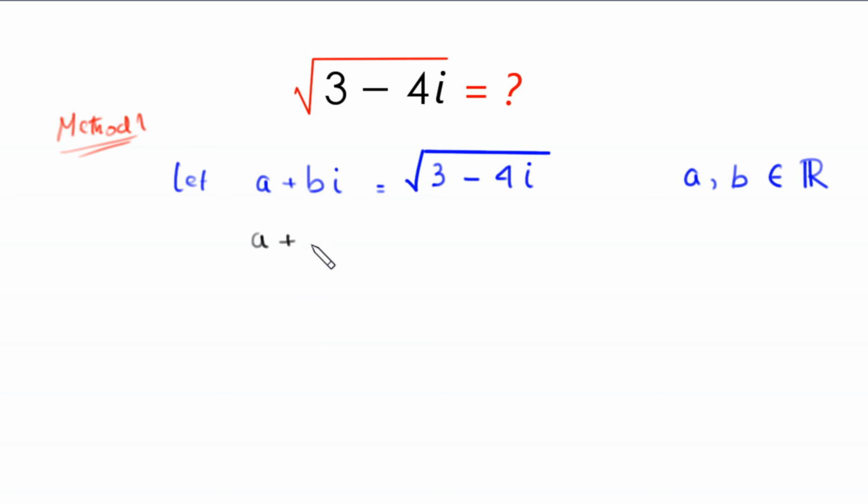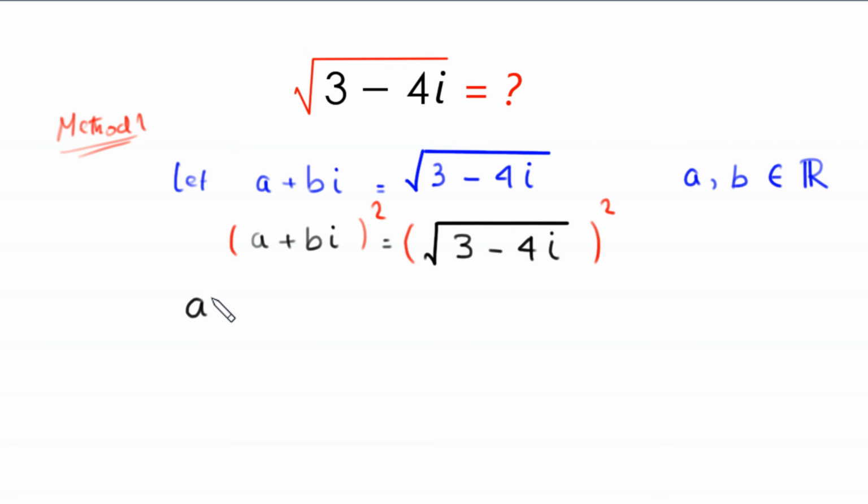Now we take square of both sides. This will become a plus bi equal to the square root of 3 minus 4i, and we take square of both sides. So a plus bi whole squared will become a squared plus 2abi plus bi whole squared equal to, this square will cancel with the square root, and at the right hand side we are left with 3 minus 4i.